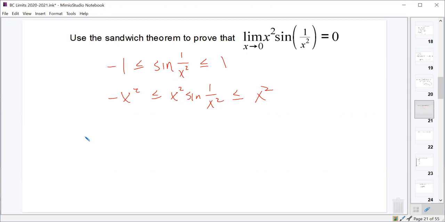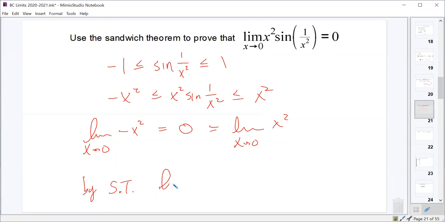And now, if the limit on the left equals the limit on the right, which they both do, they both equal 0, then by the squeeze theorem, the limit of the function that has been sandwiched between them is also 0. Good or no? Great. Wonderful. All right.